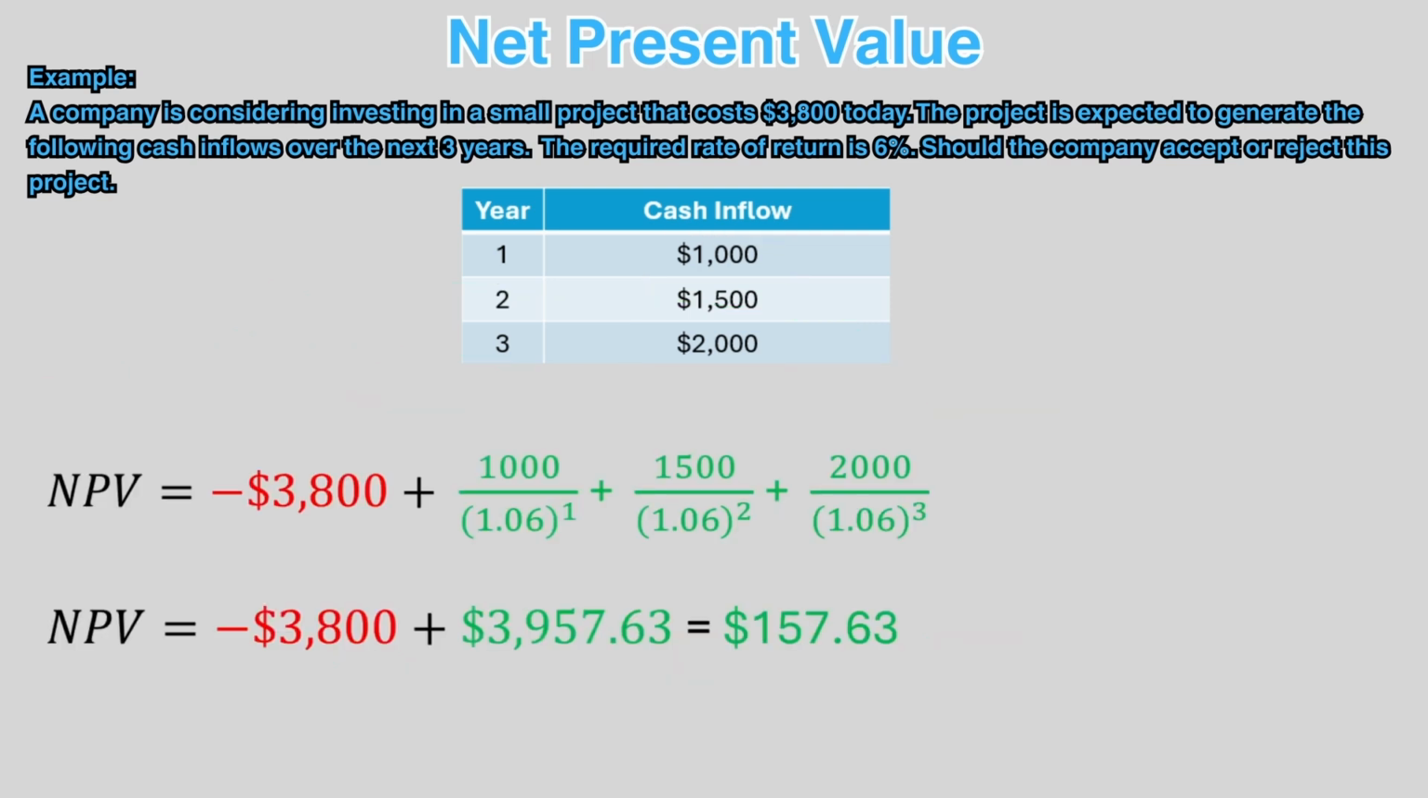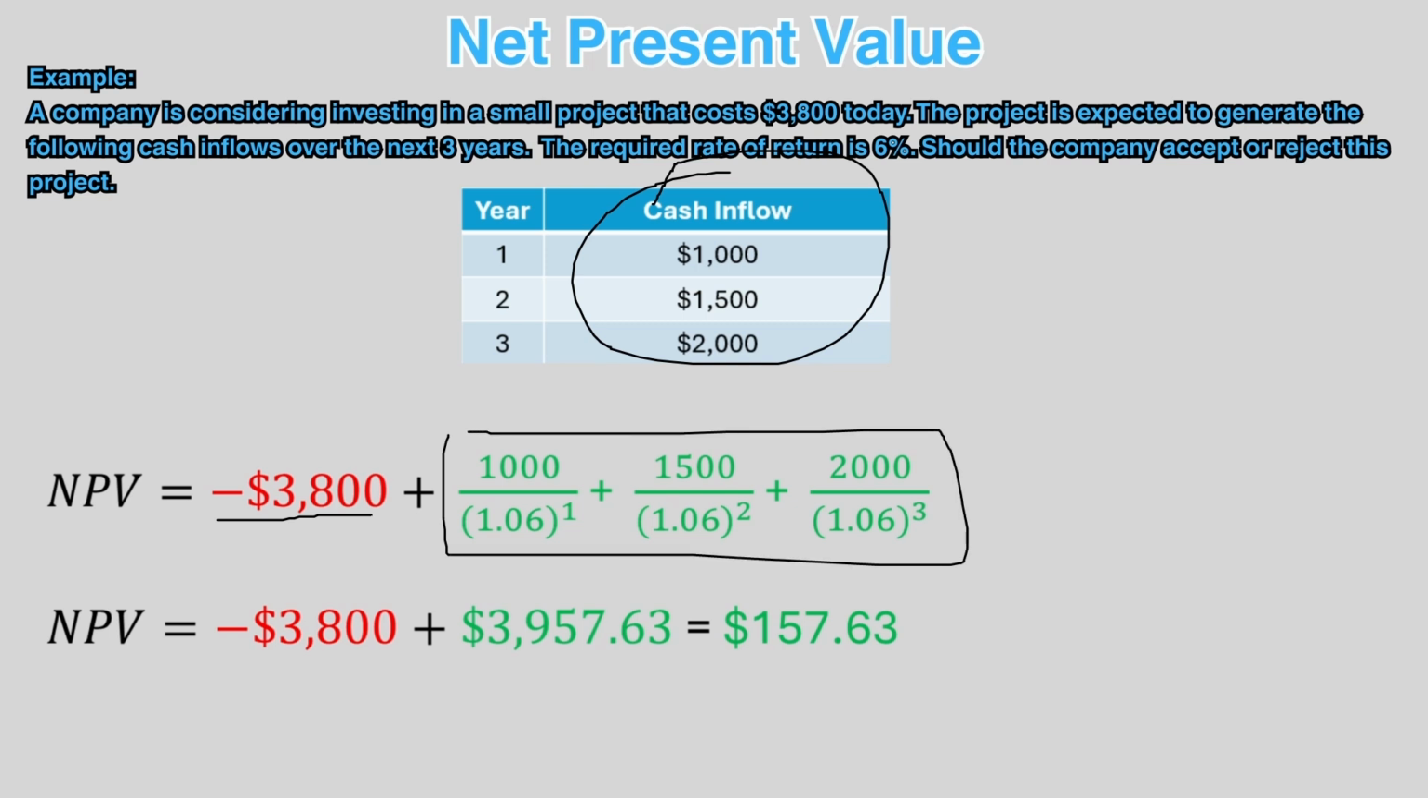So this is the answer you should have come up with. How we calculated this is, we took the negative $3,800, which was our initial cash outflow, or cost of the firm investing in this project today, and then we discounted these cash inflows back to today to get the present value of them, which is what we did right here. When you solve for that, you get a value of $3957.63. So when you find the NPV, you take the negative $3,800 and add it to this $3957.63, and then you get a positive NPV of $157.63.